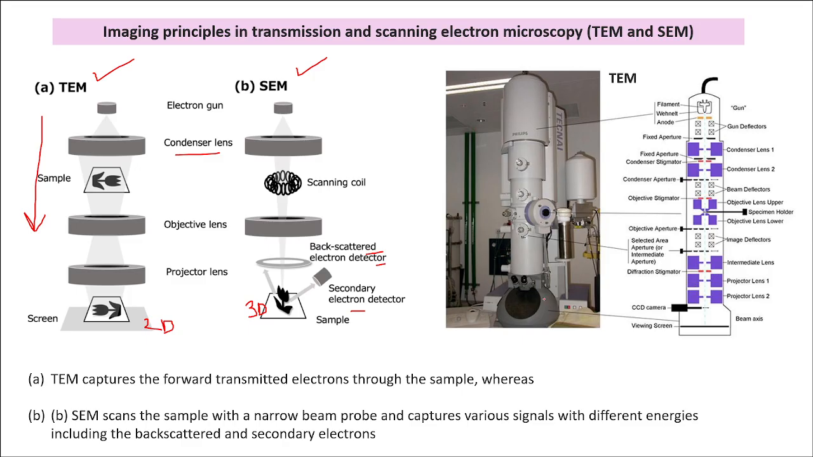Now this is the machine for transmission electron microscopy. You can see this is a straight line kind of thing. So TEM captures the forward transmitted electrons through the sample. Whereas scanning electron microscopy scans the sample with a narrow beam probe and captures various signals with different energies, including the backscattered and secondary electrons. So this is the core difference between both these electron microscopy techniques.